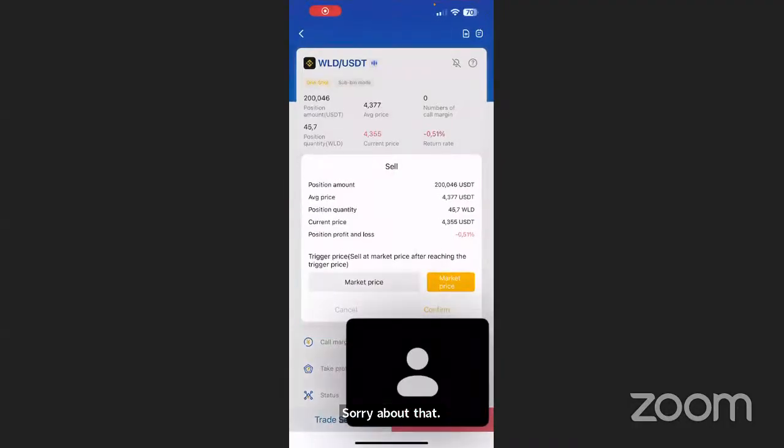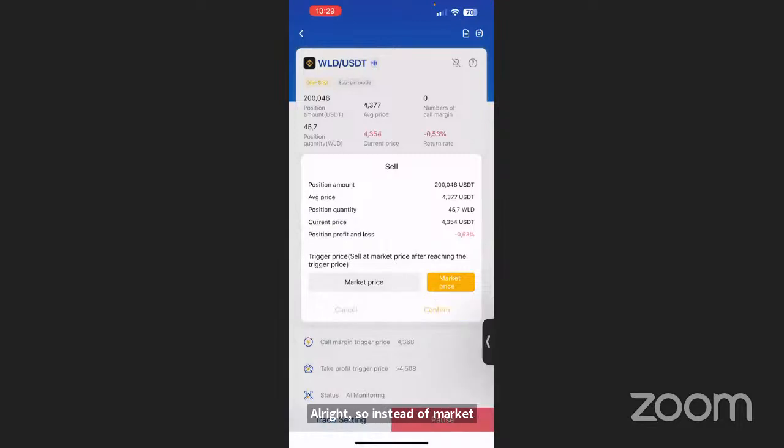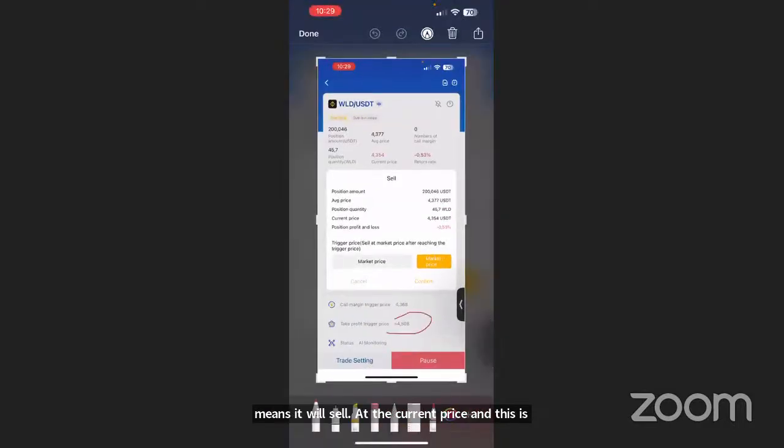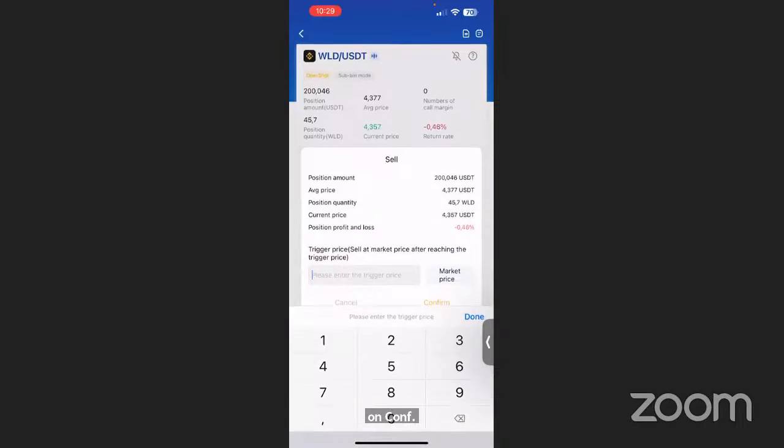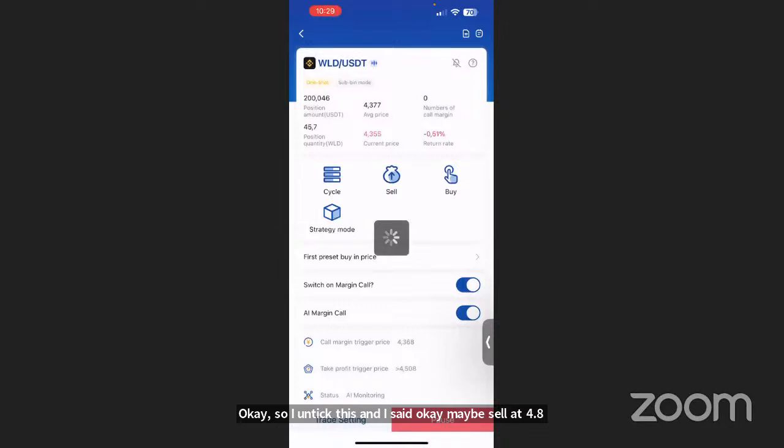All right. So instead of market price, which simply means it will sell at the current price, this is the price that the robot will sell it at if it's greater than 4.508. Okay. So once I untick the market price, I can write my selling price over here. Then I tap on confirm. So I untick this, then I say, okay, maybe sell at 4.800. Then I tap on confirm. So it will actually create a sell page for me. Wait for it to finish loading, please.